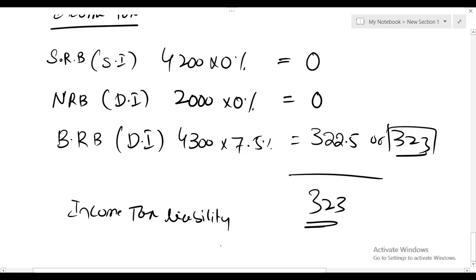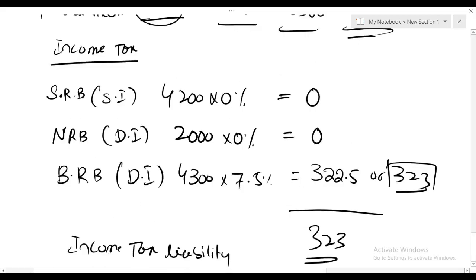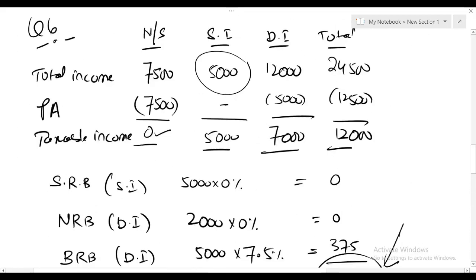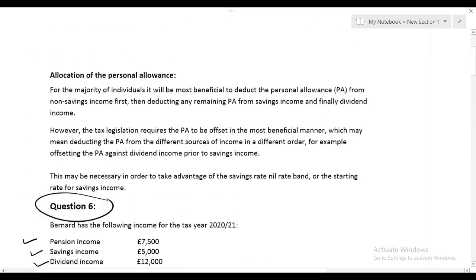Okay, now I strongly believe that you have a really clear idea of when you need to change the sequence of allocating the personal allowance. But you have to make sure that when you change the sequence, it must be beneficial for that individual. Beneficial for that individual means obviously tax should be saved. Then obviously it is beneficial. It is written over here also.